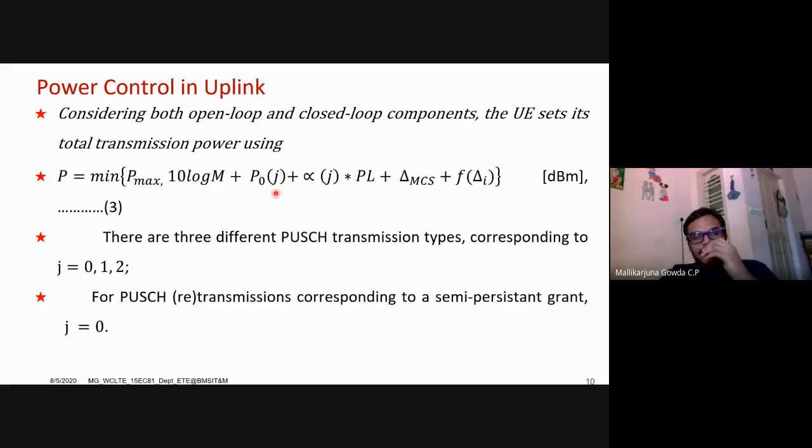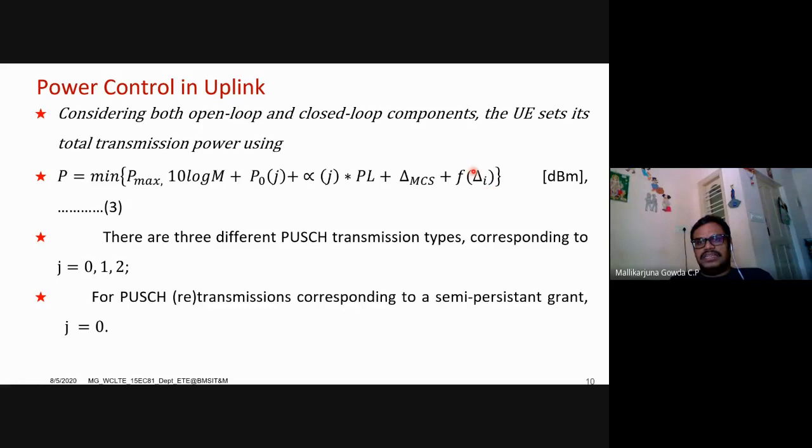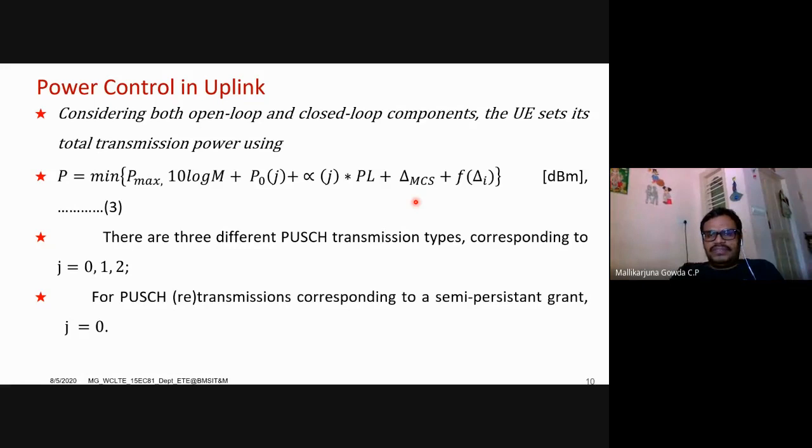Then there is an additional term, delta MCS, that is the modulation and coding scheme factor, and another function, that is delta f of delta i. Let me call this equation 3. So this is the equation for the user equipment adjustment of the transmission power when we consider both the components, that is, open loop as well as closed loop components.